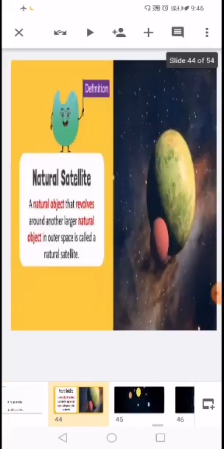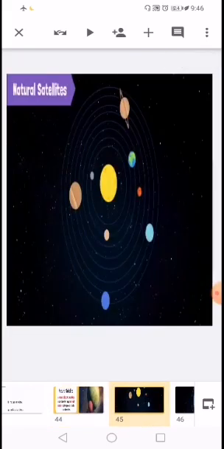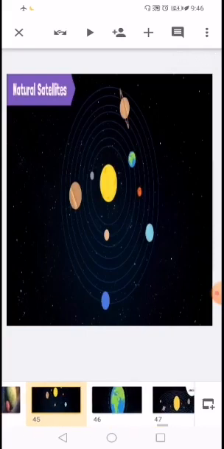So what are natural satellites? A natural object that revolves around another larger natural object in outer space is called a natural satellite. For example, planets are natural satellites. They revolve around the Sun. In the solar system, you can also see that planets revolve around the Sun, so that's why they are called natural satellites. The Earth's Moon is also a natural satellite. It revolves in its fixed orbit around the Earth.